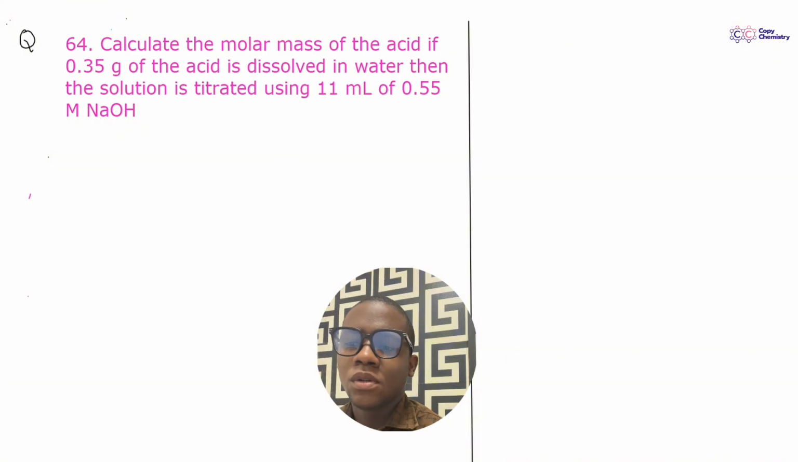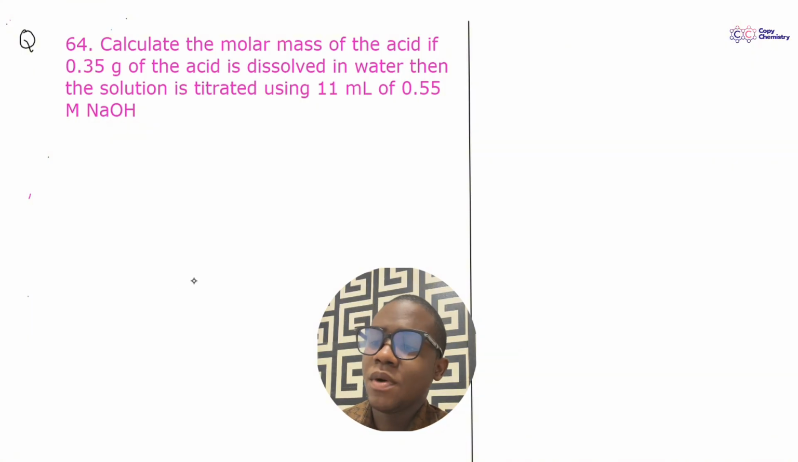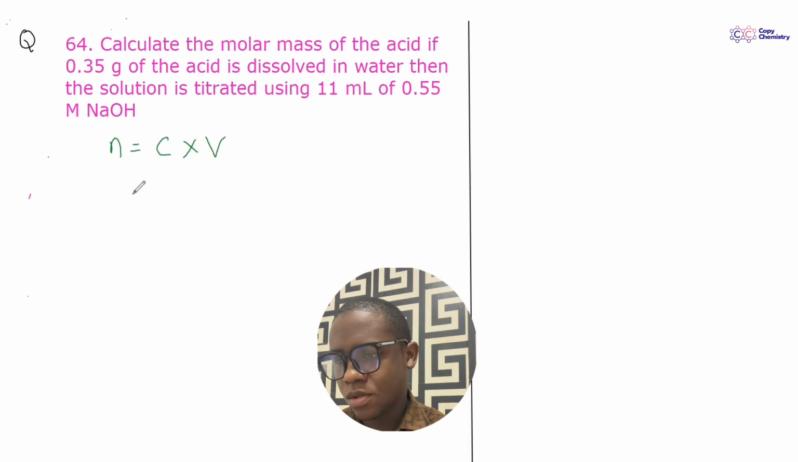Now, if you have 11 ml of the base, 0.55 molar, it just means that you can get the number of moles of base that you are using here, because we already know that number of moles is equal to concentration times volume, okay? So stay with me here.